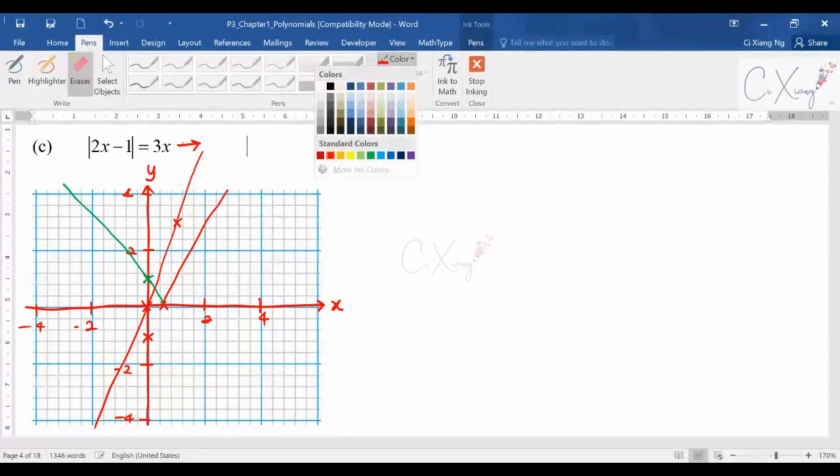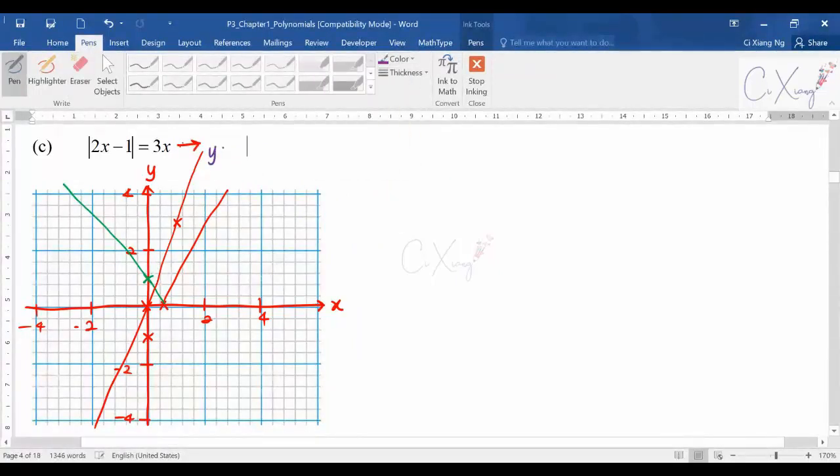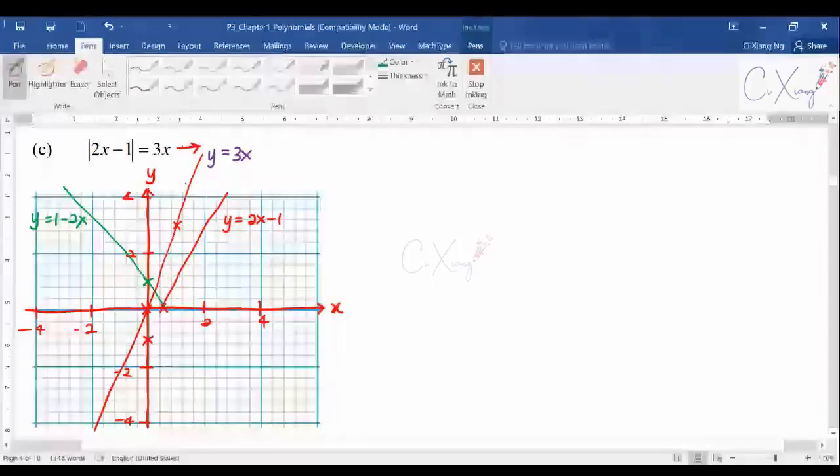Of course, if you want, you still can label it out clearly. So this line is y equals to 3x. No need to reflect the graph because there's no modulus sign. So y equals to 3x means this whole line. Okay, and then for the modulus function, this one is the original one, so y equals to 2x minus 1. And also the green color part is y equals to 1 minus 2x. You put a negative in front, so it will become 1 minus 2x. Okay, so the V shape is actually the modulus function. The 3x is actually this straight line here.